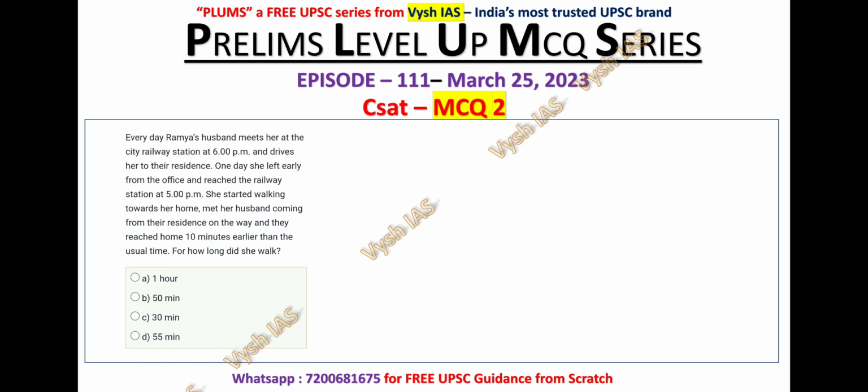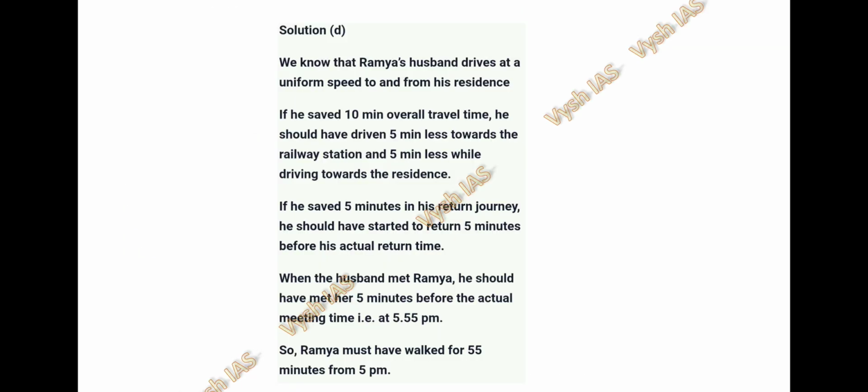She started to walk, and in the middle way her husband came to her and he picked her up and took her to the residence. In this process, they reached the home 10 minutes earlier. We have to find how much time Ramya walked earlier. So this is what they have asked us to find. I hope you have understood this question. Now let me tell you the answer.